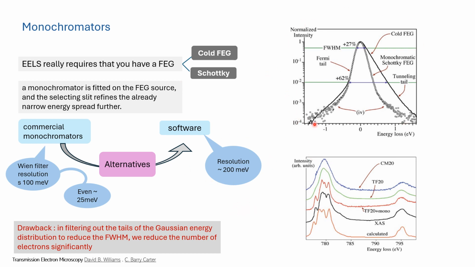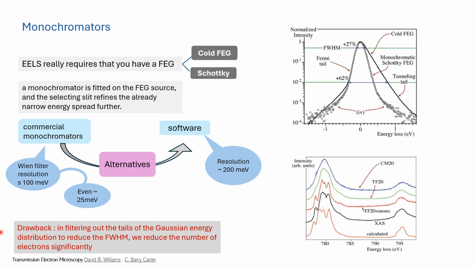This plot compares the FWHM of the cold FEG and the commercially available monochromator, and we can easily conclude from here that the commercially available monochromator provides higher resolution to the EELS system. These plots again compare different sources of electron beam, and again we can see that this commercially available monochromator provides higher resolution to the system.